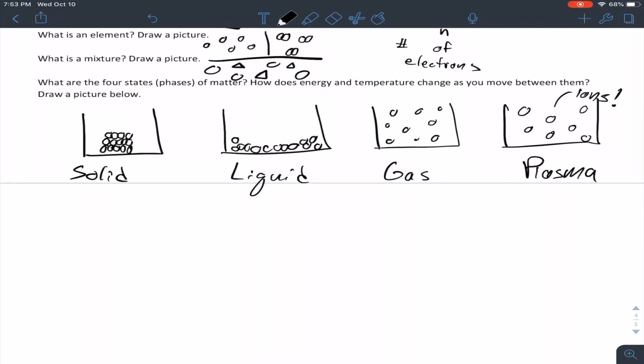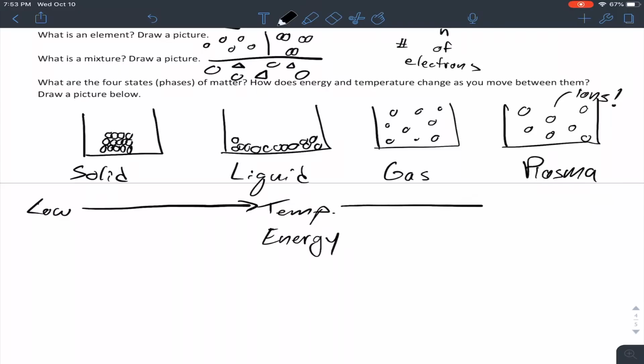And the big thing to remember is, how does our temperature and how does our energy change as we move from solid to gas? So pretty much what it is, to go to a solid, we have to take our temperature down, right? We call it the freezing point. We have to lower our temperature. So we will have a low temperature as a solid, and it goes up, and as we keep raising that temperature, we'll go to a liquid, then to a gas, and eventually we'll get to a plasma. So as we go from solid to plasma, our temperature increases.